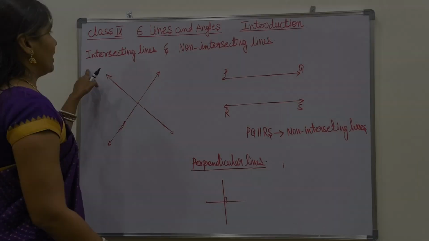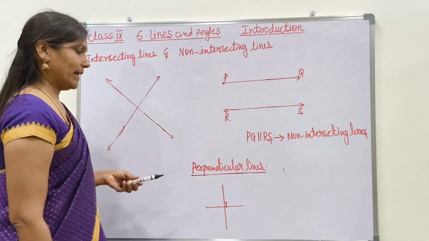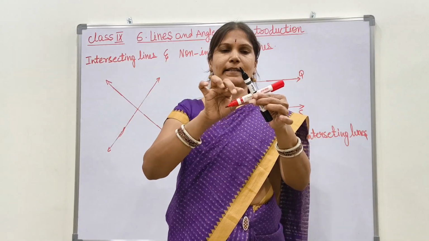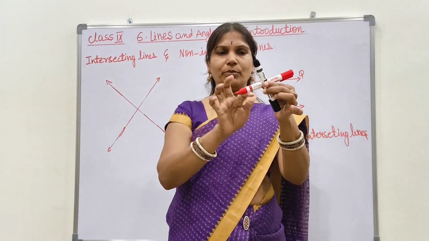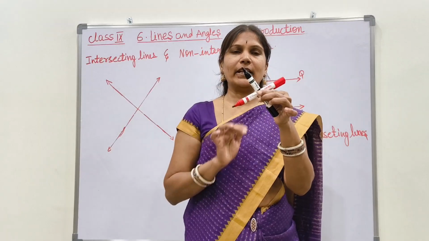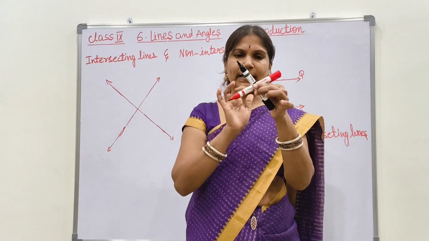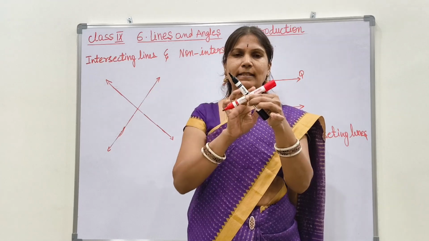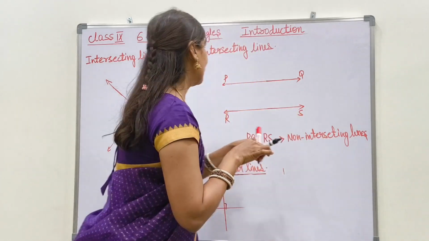Okay. Now we will learn what are intersecting lines. See beta, this is intersecting lines. Here how many angles will form? 1, 2, 3, 4 angles will form. Here opposite angles are equal. Vertically opposite angles are equal. This angle is equal to this angle, equal to this angle. This type is called intersecting lines.